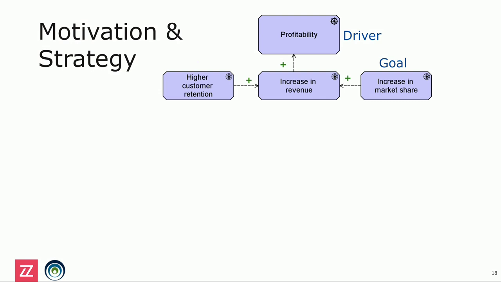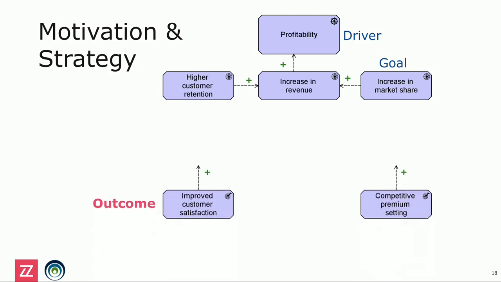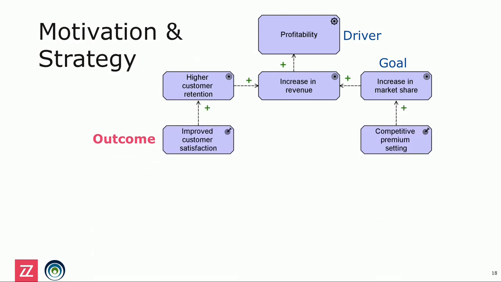And just to give you some feeling for what we have there, here we see a rather simple picture, but it might look complicated if you're not familiar with ArchiMate. What we see here is two existing concepts, driver and goal. This is already in ArchiMate version 2. So the driver of the organization is profitability. And to reach that, there are certain goals that have a positive influence on each other. But to realize these goals, you need outcomes. And outcome is one new concept in ArchiMate.